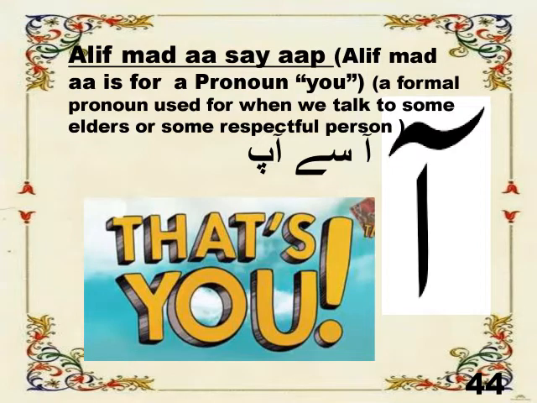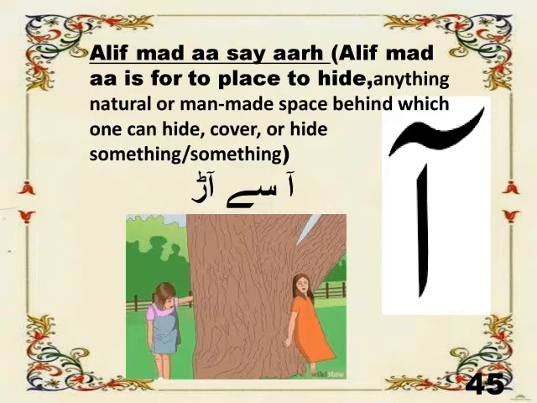Alif Mad A se aap. Alif Mad A is for the pronoun you, a formal pronoun used when we talk to elders or some respectful person. So to show our respect, we say aap. Alif Mad A se aad. Alif Mad A is for a place to hide, anything natural or man-made space behind which one can hide, cover or hide something or someone. We call it aad.